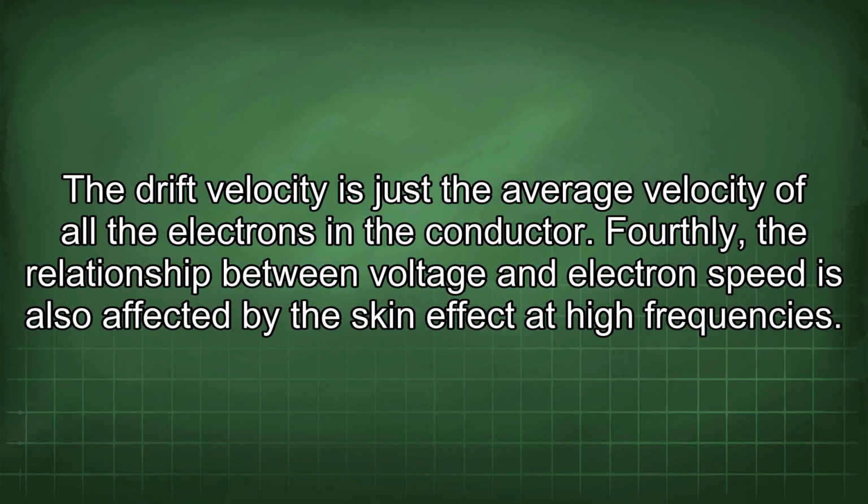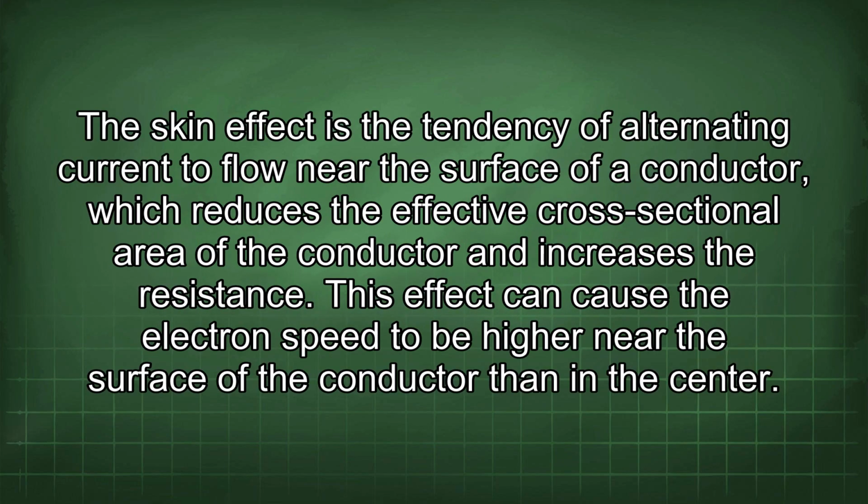Fourthly, the relationship between voltage and electron speed is also affected by the skin effect at high frequencies. The skin effect is the tendency of alternating current to flow near the surface of a conductor, which reduces the effective cross-sectional area of the conductor and increases the resistance. This effect can cause the electron speed to be higher near the surface of the conductor than in the center.